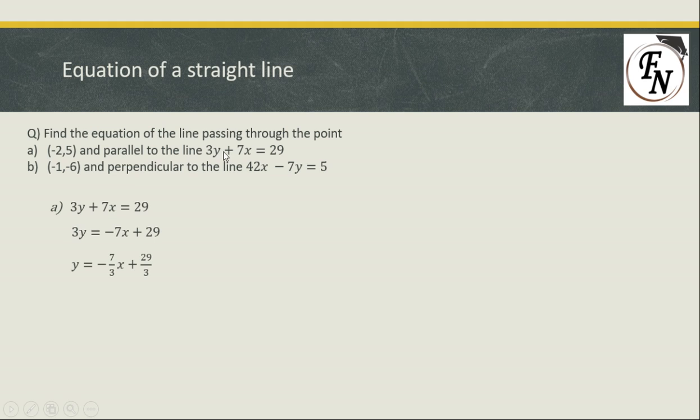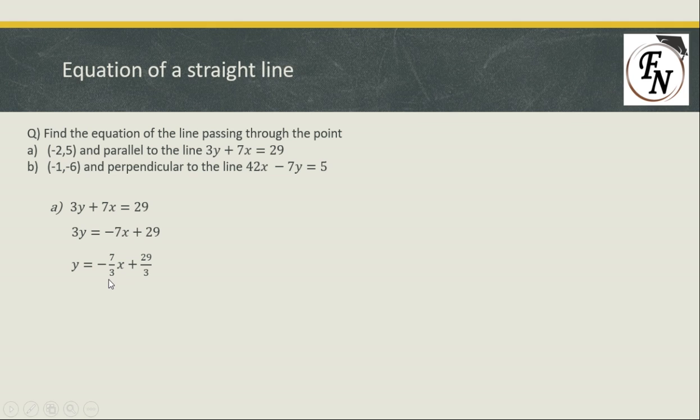First of all, we have the equation 3y plus 7x equals 29. I have noted this here, and I have made it a general equation, which is y equals mx plus c. So I have shifted this 7x to the other side of the equals sign, so it is minus 7x. And 3y would be divided, because I want to have y alone, since y equals mx plus c has y alone in it.